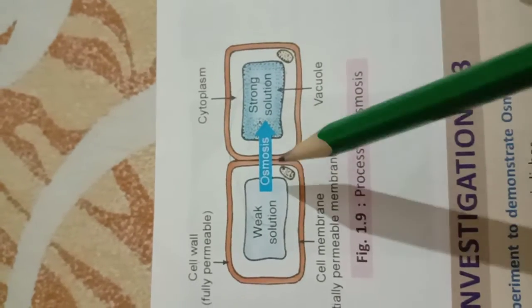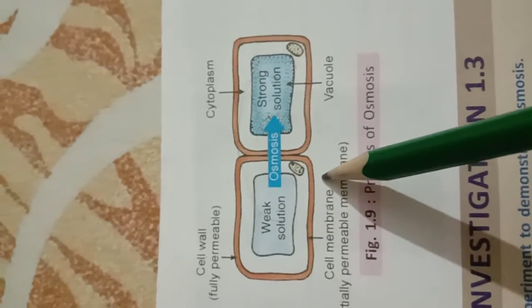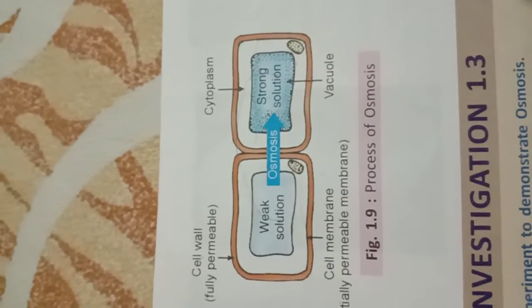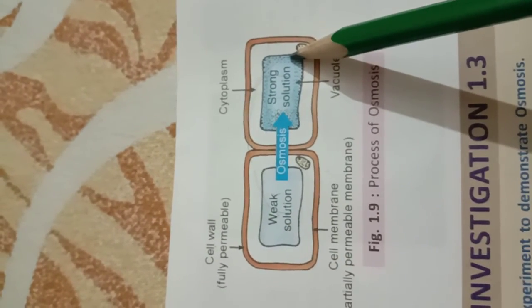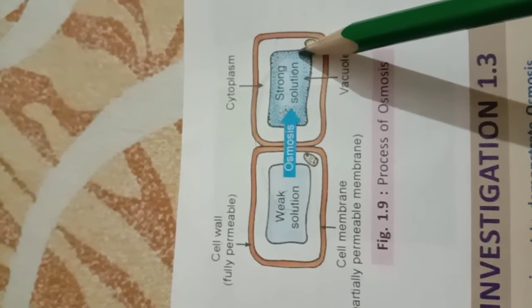The cell sap inside the vacuole is a stronger solution, this is the cell sap. Here is the stronger solution, this is a weak solution. The water passes into the plant cell by osmosis. The concentration of sap in the vacuole is now weaker. As soon as water goes into this vacuole, its concentration also becomes weak. Water passes from the weak solution to the stronger solution in the next cell by osmosis.